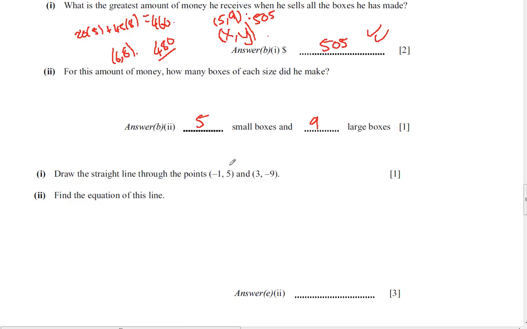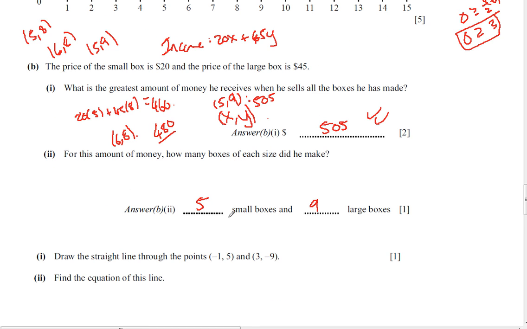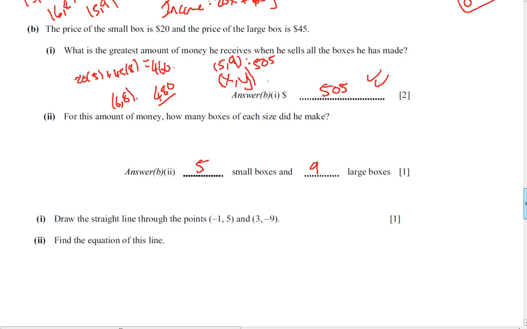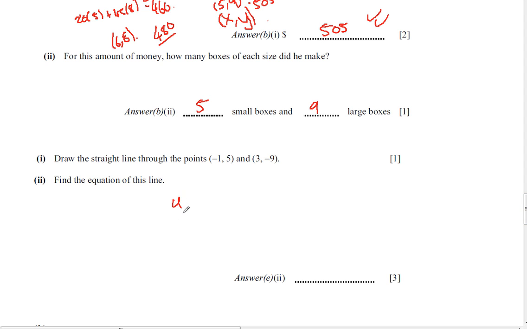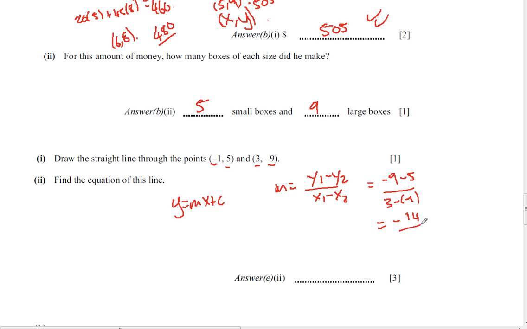Last question, second last question. Okay, we'll end off on here. In this question, we don't have to draw this line, that was part of the question. Find the equation of this line. y is equal to mx plus c is the equation of a straight line. m can be found as a gradient, it's y1 minus y2 over x1 minus x2. Take this as y1, y2: negative 9 minus 5 over 3 minus minus 1, which is equal to negative 14 over 4. That is your m.